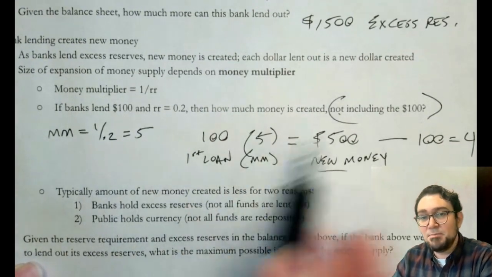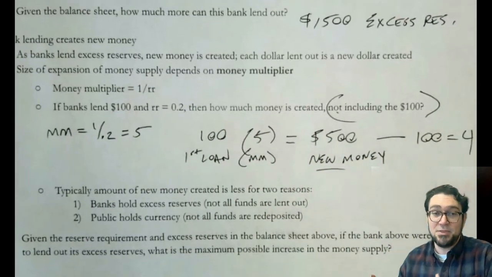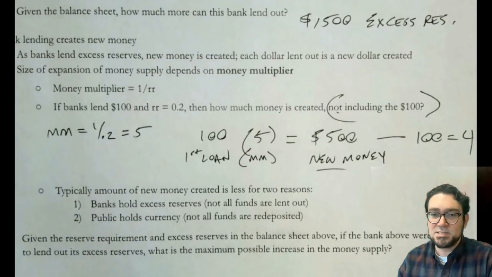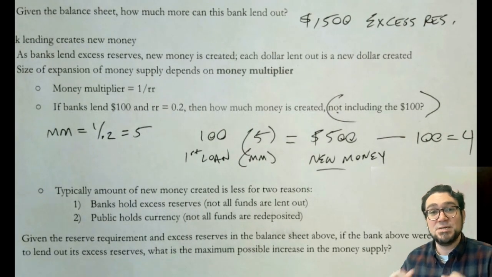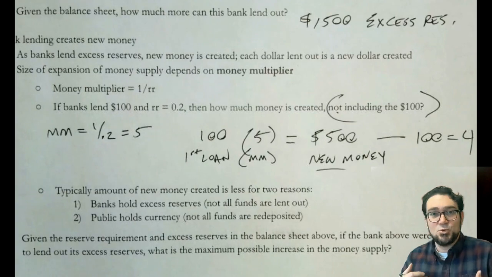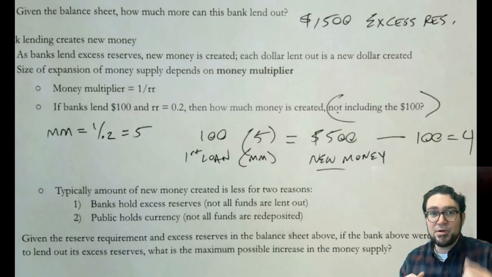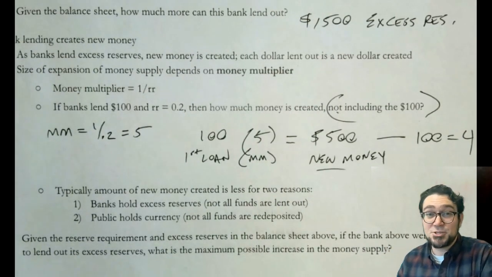The amount of money that actually gets created is often much less than what the money multiplier would predict, for two simple reasons. One, banks hold excess reserves. They don't always maximize how much money they lend out. They will sometimes hold on to it. And if they choose to hold on to excess reserves, then you wouldn't get to borrow as much, and so the money multiplier would actually be smaller.